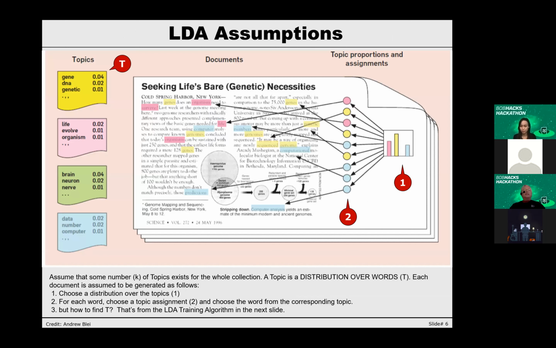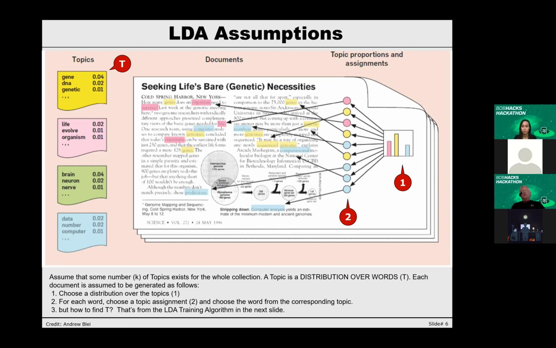So here's basically what's going on with LDA. Okay, the assumption is here's a document. And the assumption is that there's a certain number of topics, K. In this case, K equals 4, that exist for the whole collection. The topic is the distribution over words that is shown by T. So you see for each topic, you got some words in there and each of the words has a probability. So that's a distribution. There are normal distributions, there are Poisson distributions. This one is called a Dirichlet distribution.